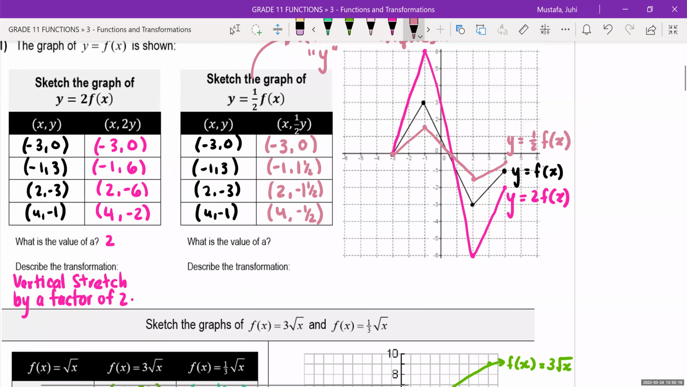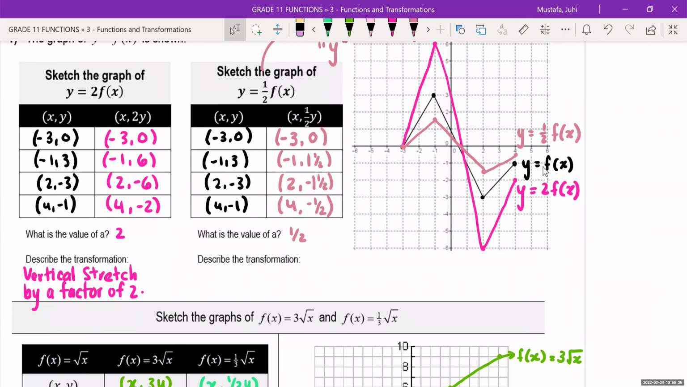My a value in the question, you get it directly from the question, is a half. And we already talked about the words. We're going to call this a vertical compression by a factor of a half.